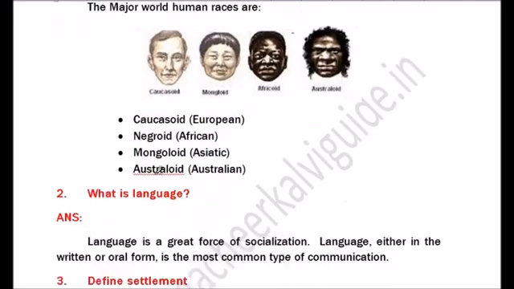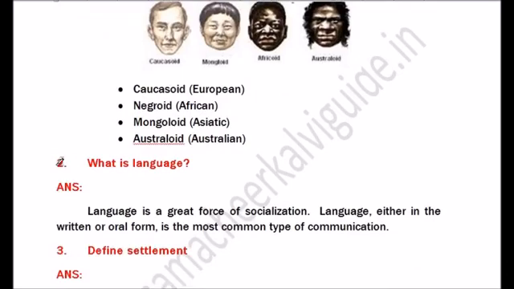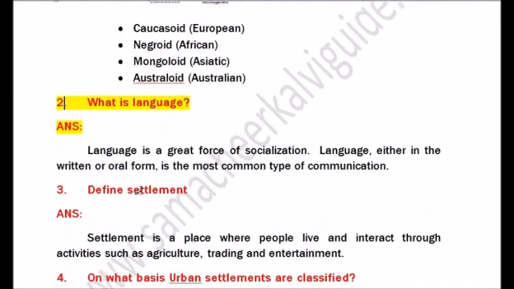Question number 2. What is language? Language is a great force of socialization. Language, either in the written or oral form, is the most common type of communication.